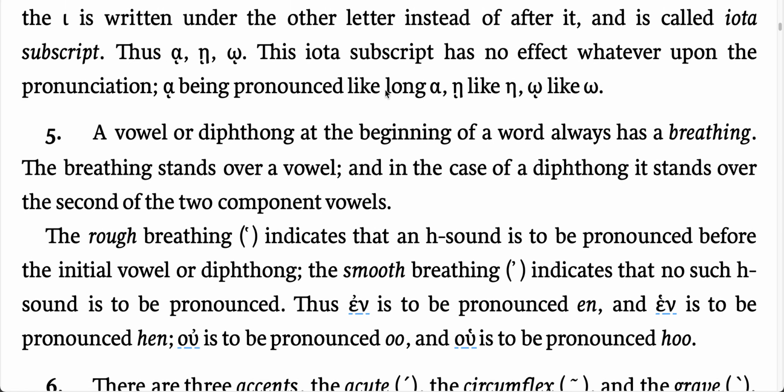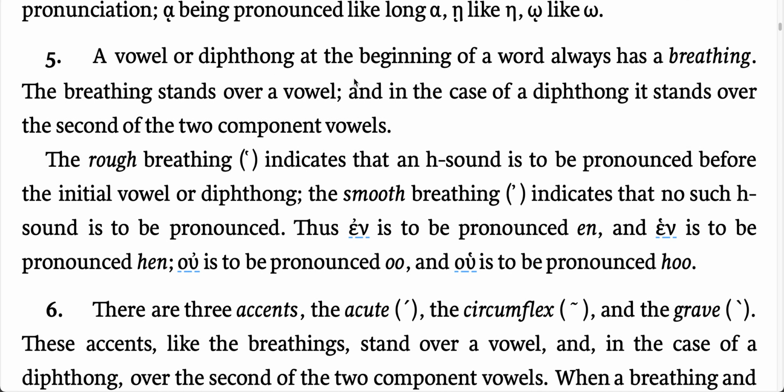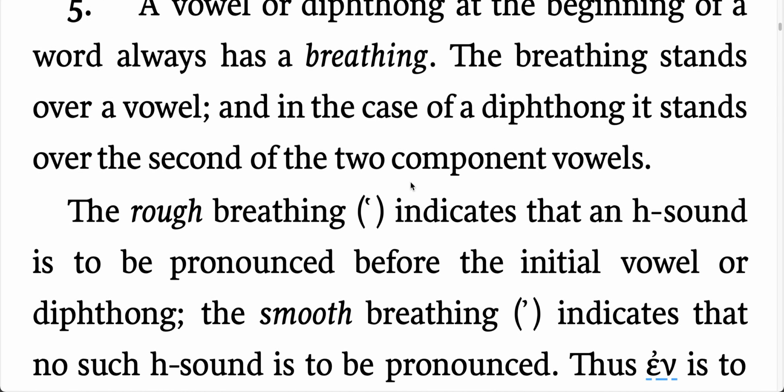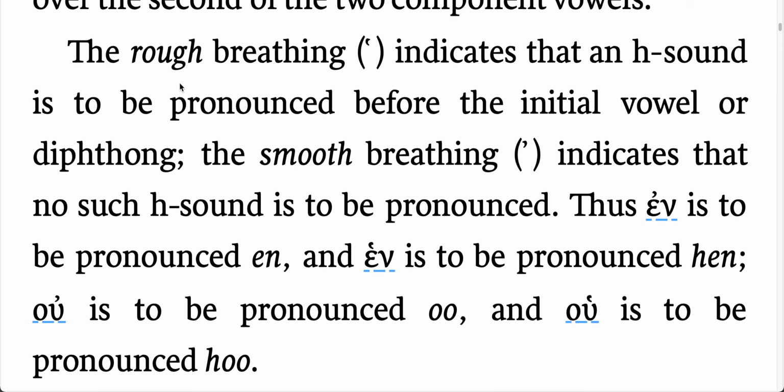Now let's go to number 5. A vowel or diphthong at the beginning of a word always has a breathing mark. The breathing stands over a vowel. And in the case of a diphthong, it stands over the second of the 2 component vowels. So let me blow this up so I want you to be able to see this. So notice you have 2 kinds of breathings. Rough breathing, which look at that little mark, how it's going backwards. It indicates that an H sound is to be pronounced before the initial vowel or diphthong.